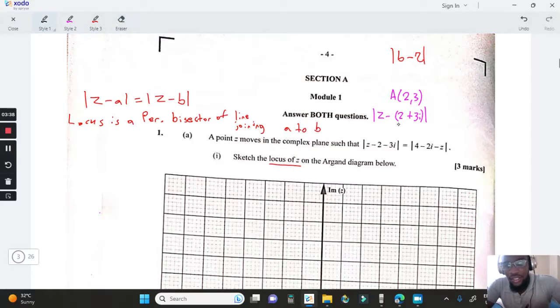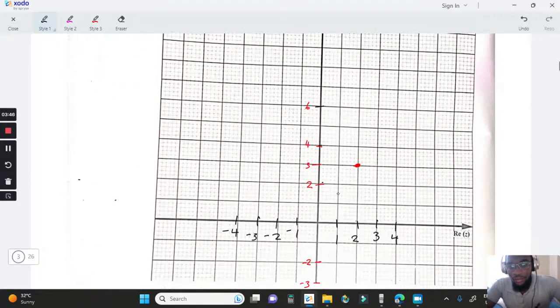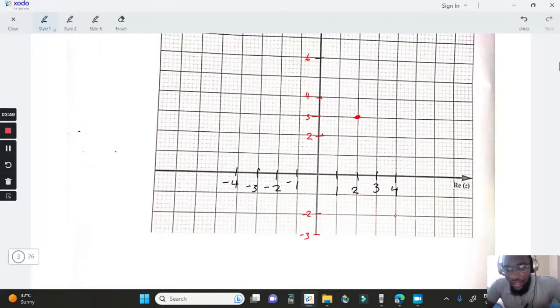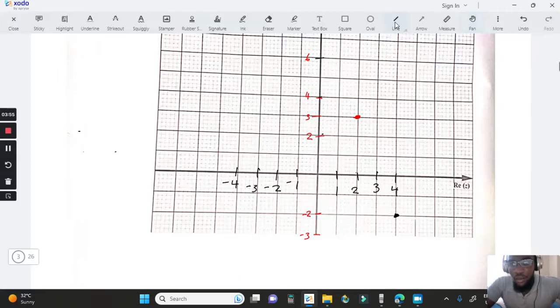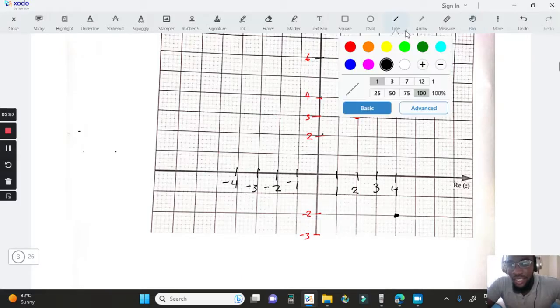So in this case now, the point right here, the real part is 4 and the imaginary part is negative 2. So in that case now, we're looking for 4, negative 2, which is right here. Then now we're going to draw a straight line. Or we can use dotted lines. Let's use dotted lines.